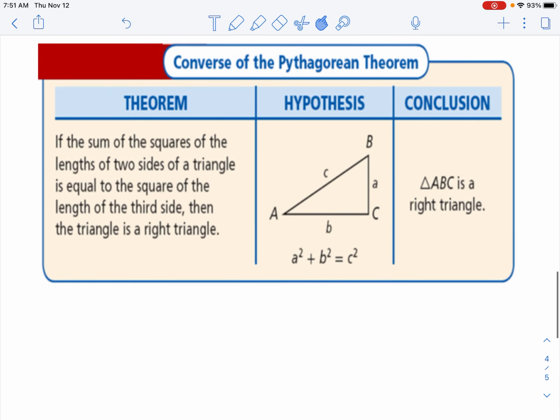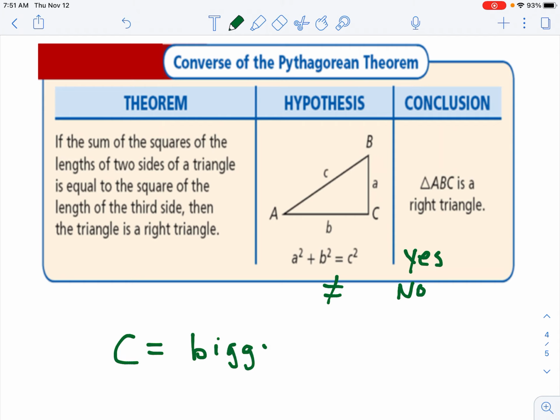All right, the last thing we look at is called the converse of the Pythagorean theorem. So they're going to give us 3 numbers, and we plug it in to test if it is true. If a squared plus b squared equals c squared, then yes, it's a right triangle. If it does not equal it, then no, it is not a right triangle. The main thing with this is that when they give us 3 numbers, c will always be the biggest number.